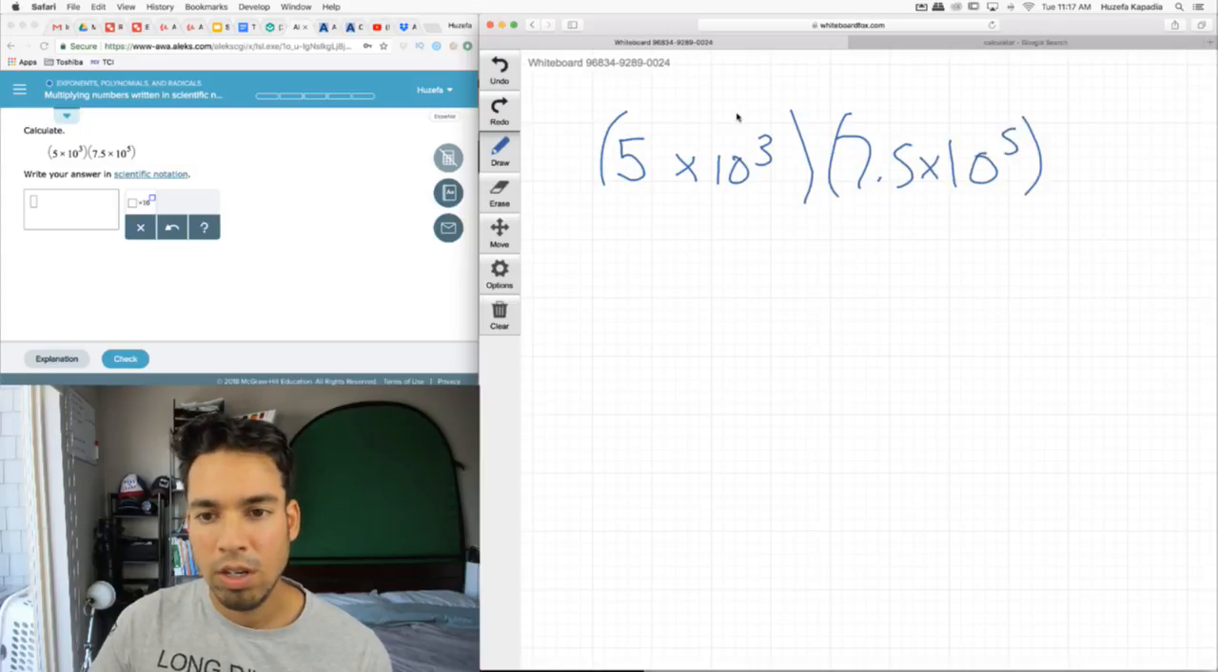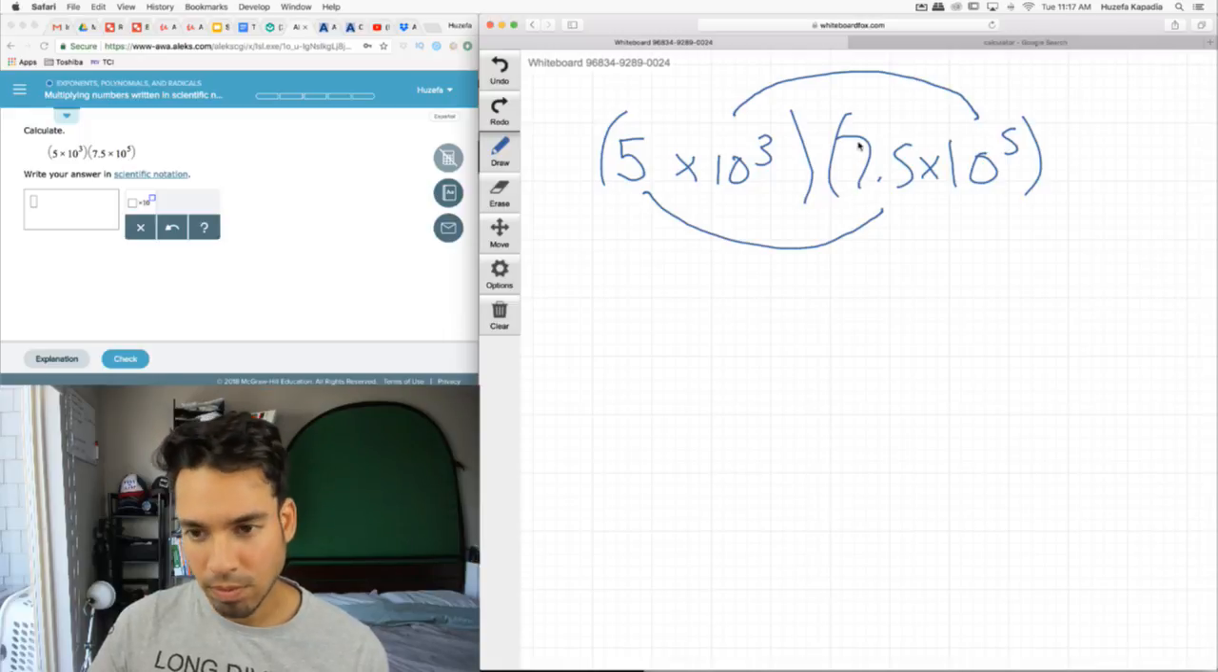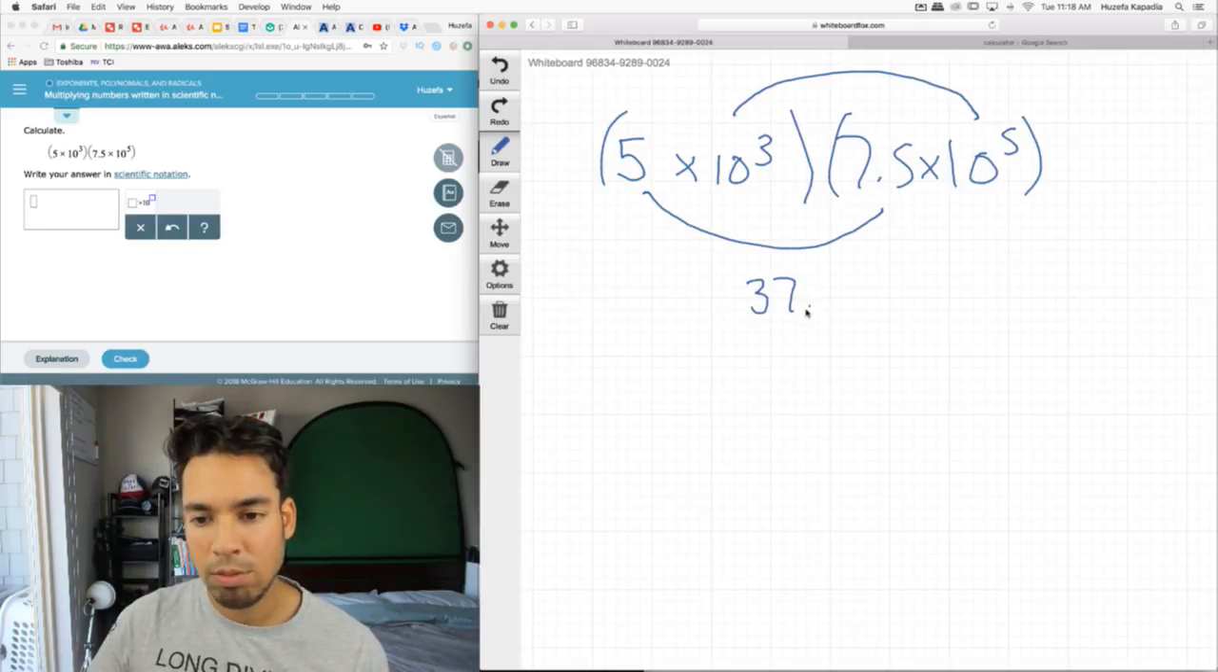What I usually do is let these multiply together, because this is multiplying the whole thing. I can combine this with this, and I can combine this with this. It's the way I like to do it. So 5 times 7.5, I can do that in my head. That's 35 plus 2.5, which is 37.5. And then 10 to the 3rd times 10 to the 5th, we just add the exponents, and it becomes 10 to the 8th.